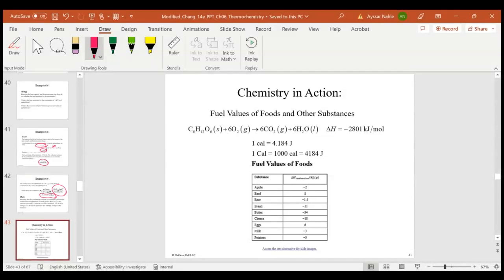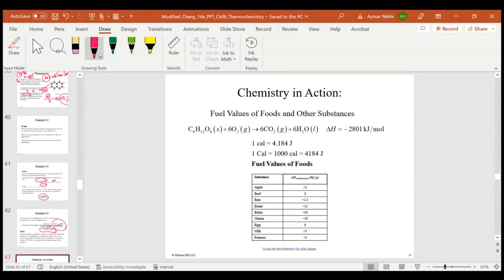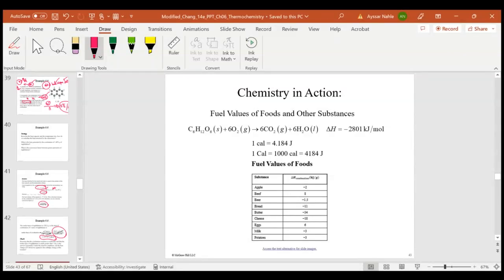Now, because it is released, anything exothermic, you have to get it as negative. That means coming out. Positive means the opposite, that's by convention.